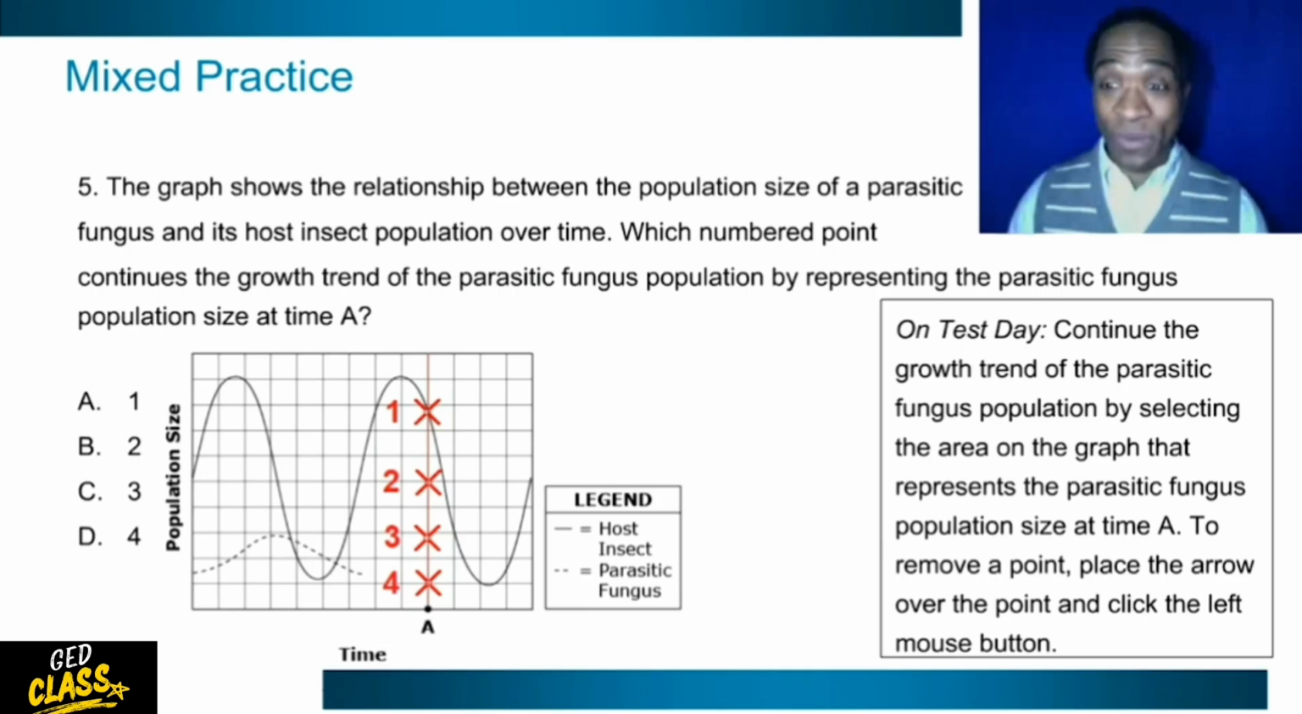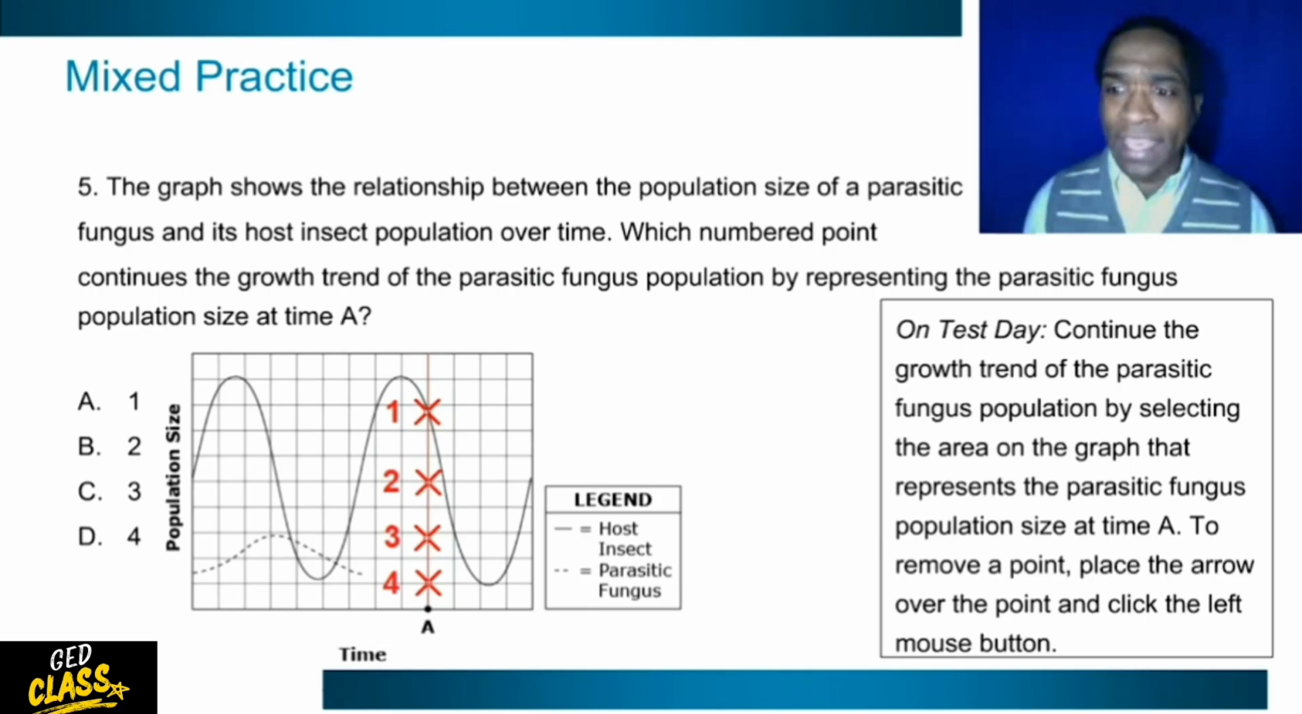All right. Now, since there are 2 lines on this graph, it's important to know which is which. The legend tells us, and remember, the legend is right here. So that tells us that the continuous or unbroken line represents the host insect population. Yikes. While the broken line represents the parasitic fungus population. Ooh. So the numbered point in question would be on the broken line. Again, that's the parasitic fungus line.